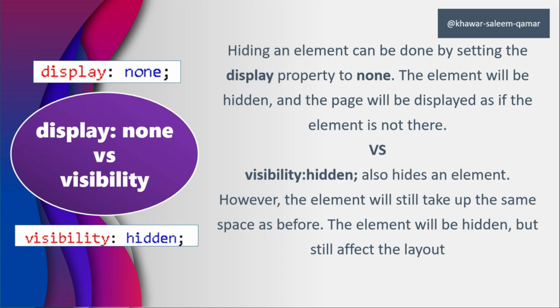There is also a property which is visibility hidden. What is the difference between both of them?